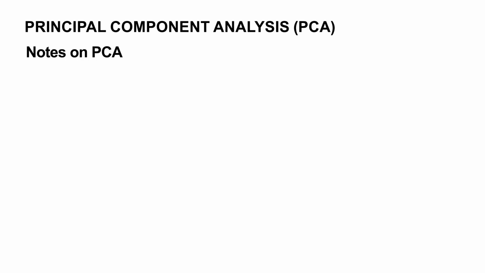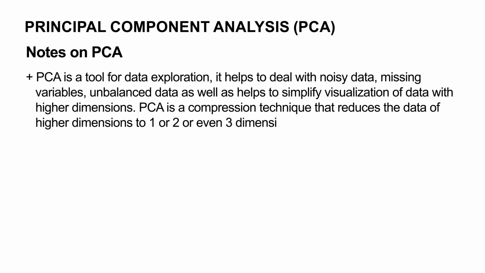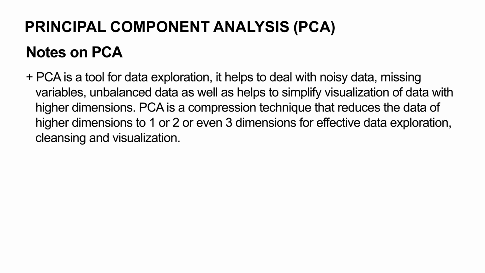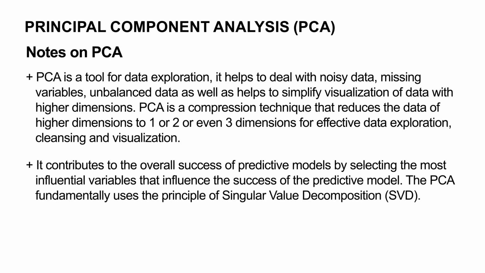Notes on PCA. PCA is a tool for data exploration. It helps to deal with noisy data, missing variables, unbalanced data, as well as helps to simplify visualization of data with higher dimensions. PCA is a compression technique that reduces the data of higher dimensions to 1 or 2 or even 3 dimensions for effective data exploration, cleansing, and visualization. It transforms linearly correlated data to independently distributed, uncorrelated data.